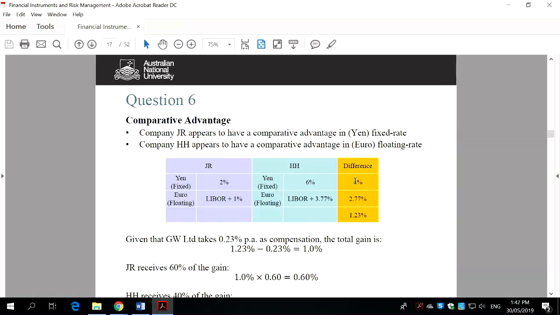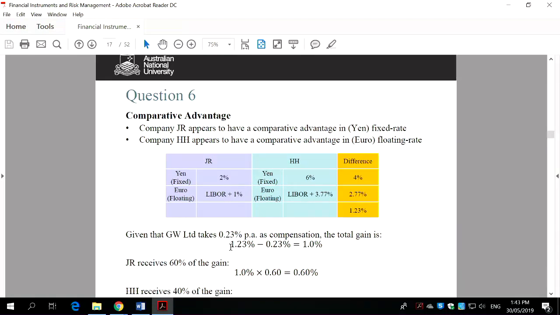So you still work out the difference in the differences. The difference in the difference between the two rates is 1.23%. Remember, we need to net GW, who is the intermediary, 23 basis points as the commission. So that's 1.23 minus 0.23%. So we're left with precisely 1% to play around with.